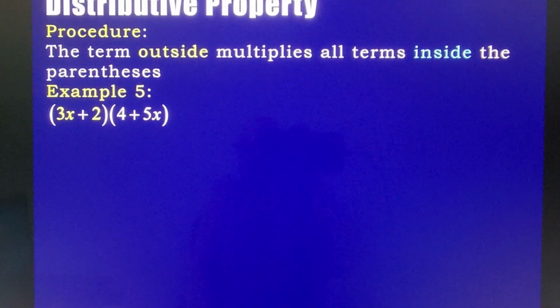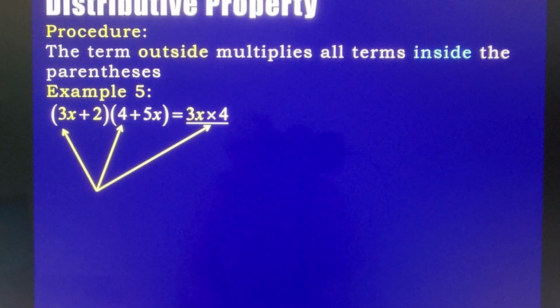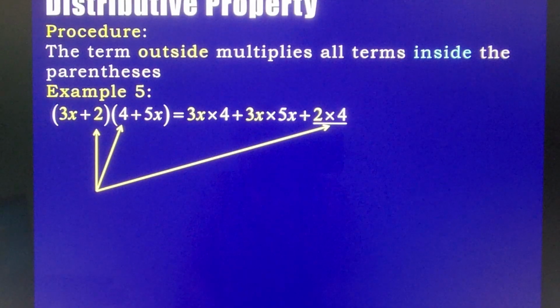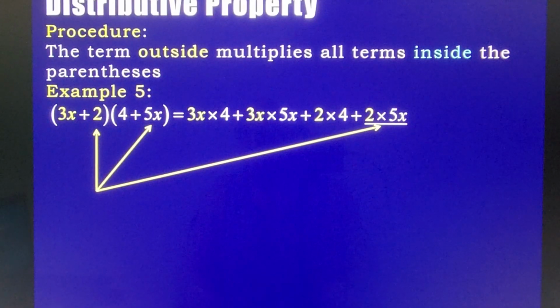Example 5. So here we have the same, but we notice that on the left, we don't have just 3X to multiply everything inside the 2nd parentheses, but we have 3X and then we have a positive 2. So we take them one by one. We'll do 3X times 4, then 3X times 5X, then 2 times 4, then 2 times 5X.